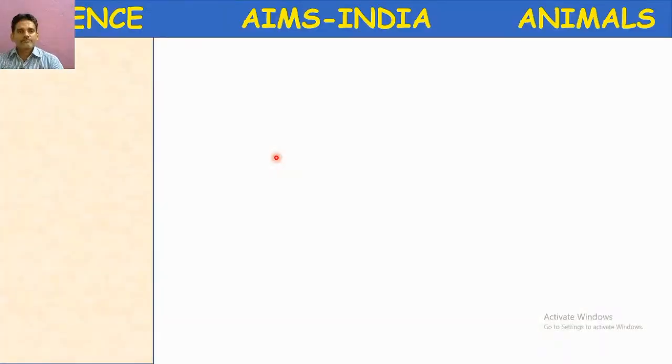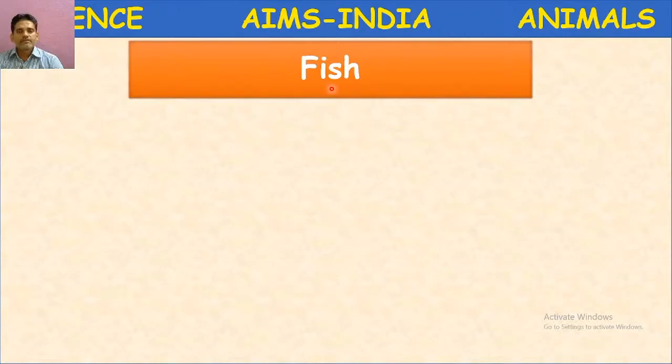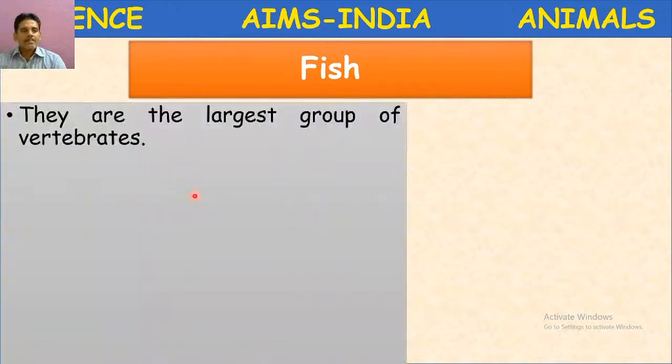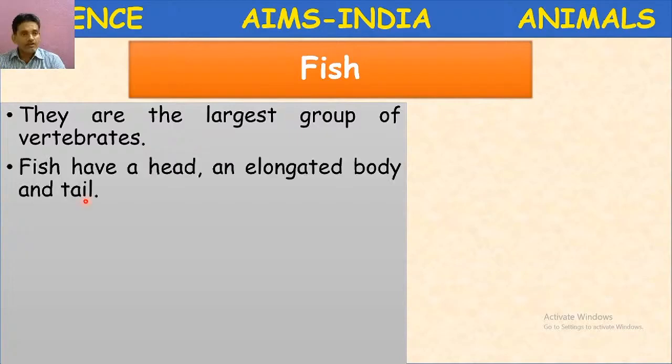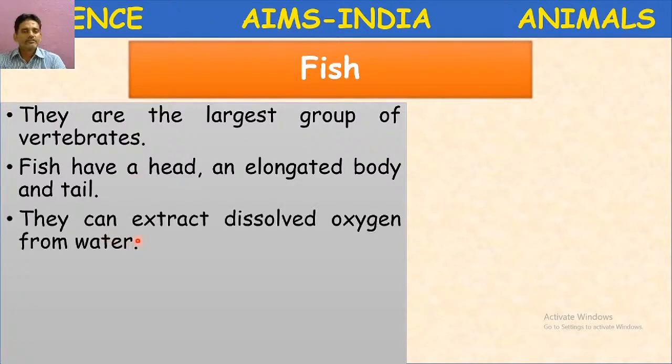Next group of vertebrates, fish. Generally they are called fishes. They are the largest group of vertebrates. Among the vertebrates, fishes are the largest group. Fish have a head, an elongated body and tail. The body is divided into head, elongated body and tail.